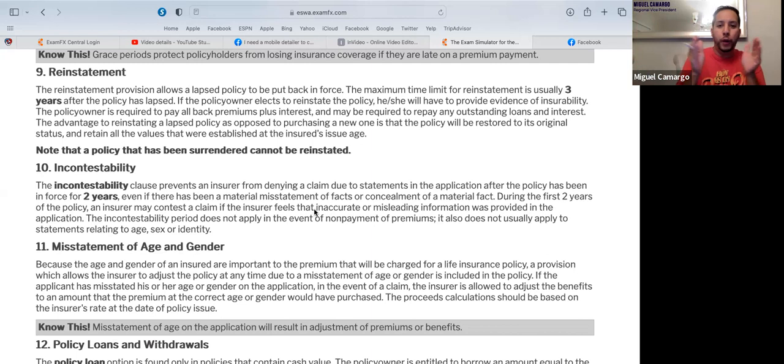So you have a 2-year waiting period called the incontestability period. You need to know that like the back of your hand, because that is what you're going to use in the field. Sometimes people will ask you, well, is there any reason why this policy wouldn't pay out? And that's something you need to know.